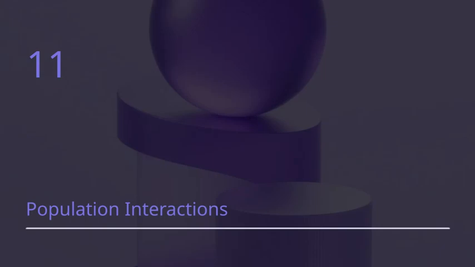Let's take a closer look at population interactions. This slide highlights how populations don't exist in isolation. They interact with each other in various ways. Understanding these interactions is key to grasping how ecological communities function. For example, predator-prey relationships, competition for resources, and mutualistic partnerships all shape population dynamics.